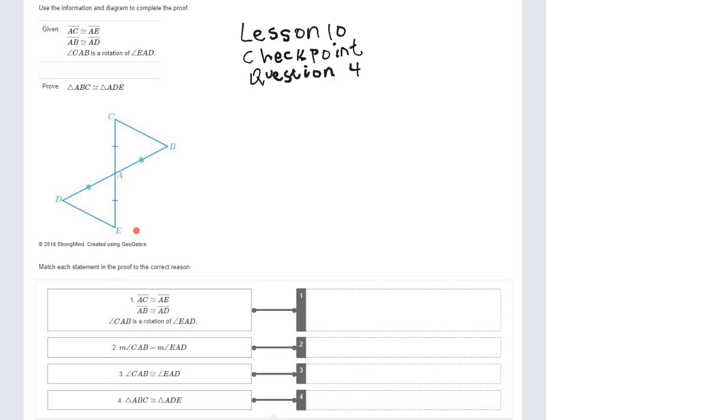So this is lesson 10, and it's the checkpoint, and this is actually question 4 from the course. So I'm going to walk through how I think about this. And the word I is important because there are many ways to write a proof table for information that you are given and what you're looking to prove. So you do need to know what the person who wrote the proof table was thinking, what their approach was, what they were looking at when they wrote it, because there's many ways to do it.